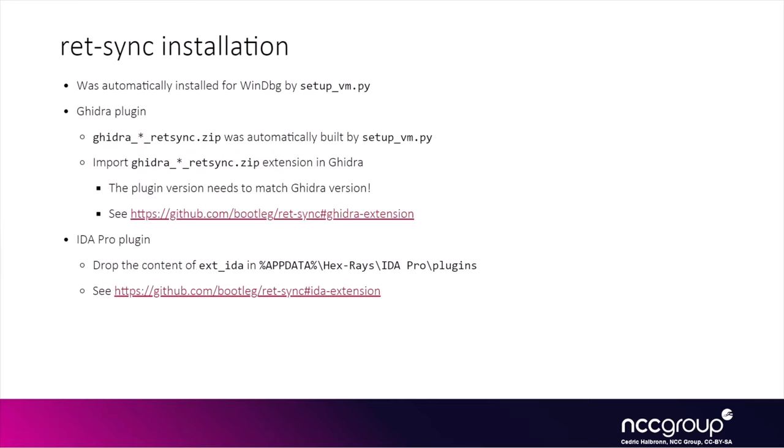In order to install RetSync, it was actually done already by the script. We downloaded the sources and we built the actual plugin for Ghidra automatically. One thing that is remaining to do is to actually import the Ghidra extension into Ghidra itself. We'll do that in a minute. You have to make sure the plugin version actually matches the Ghidra version, which is kind of why we build it automatically during installation to make sure it's the right version.